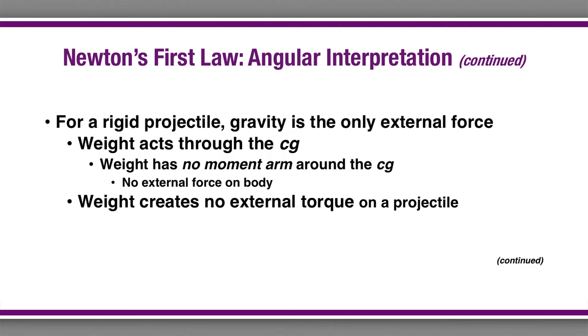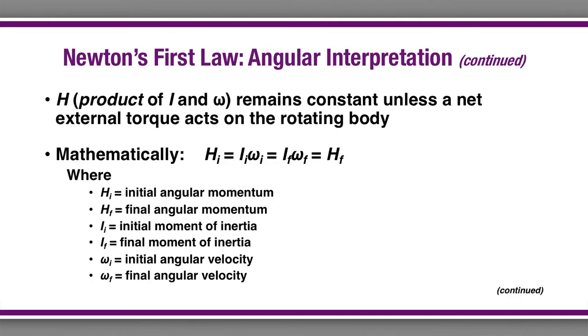For a rigid projectile, gravity is the only external force acting on the body. The weight acts through the center of gravity, so there is no moment arm around the center of gravity based on the weight of the body. Therefore, weight creates no external torque on a body in projectile motion. In the context of angular momentum, H remains constant unless a net external torque acts on the rotating body. We can also think of this as conservation of angular momentum.